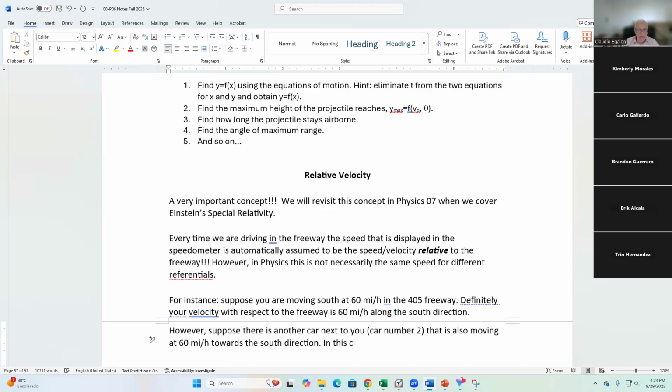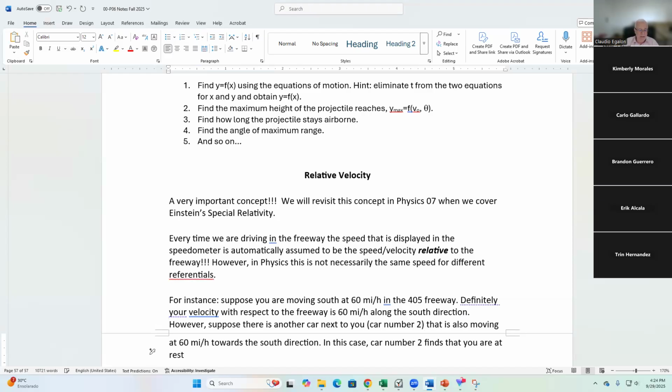In this case, car number 2 finds that you are at rest with respect to him, okay? In other words, the velocity of your car relative to car number 2 is 0, because you're moving together in the same direction with the same velocity. That's what we call relative velocity.